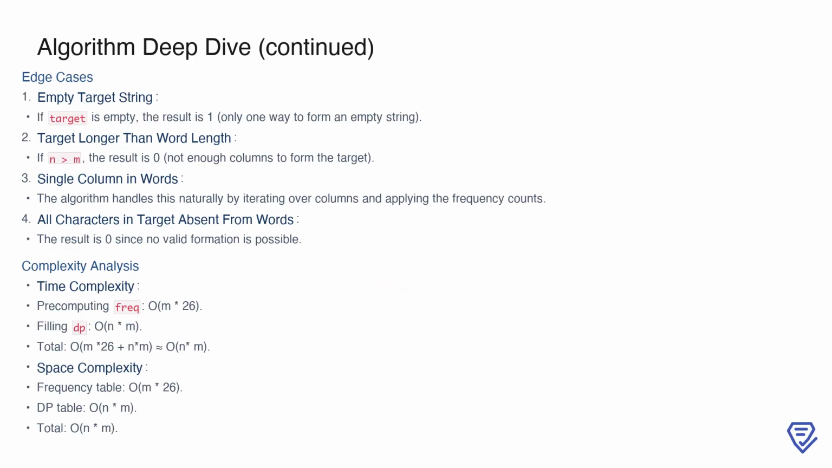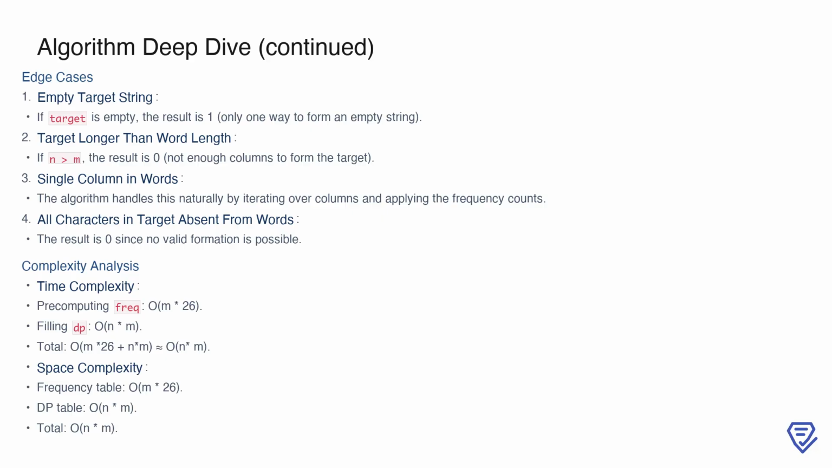Handling edge cases is crucial to ensure the algorithm works for all inputs. For instance, if the target string is empty, there is exactly one way to form it, which is to do nothing, so the result is 1. If the length of target, n, exceeds the number of columns in words, m, the result is 0 since it's impossible to form target with insufficient columns. The algorithm also naturally handles the scenario where words consists of a single column by iterating over it and applying the frequency counts. Another edge case occurs when none of the characters in target exist in the words array. In this situation, the result is 0 because no valid formation of target is possible.